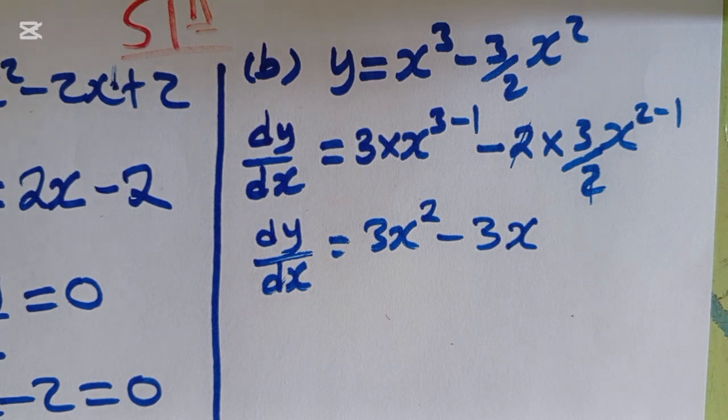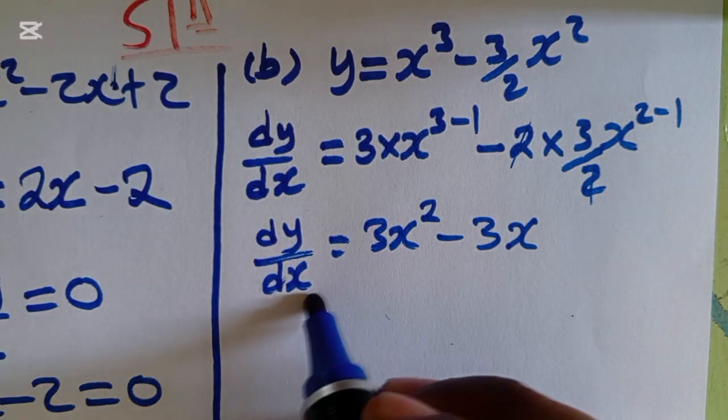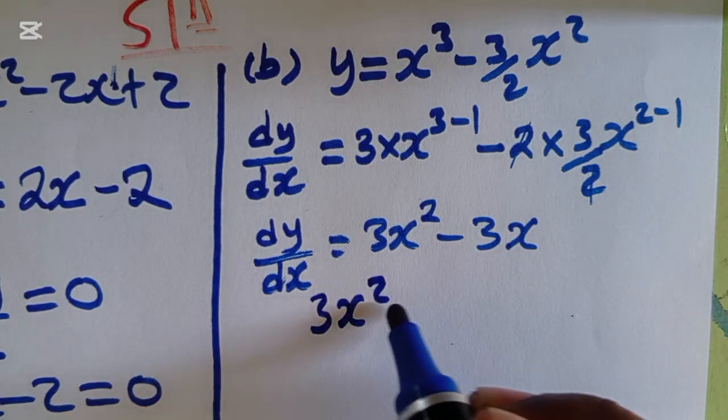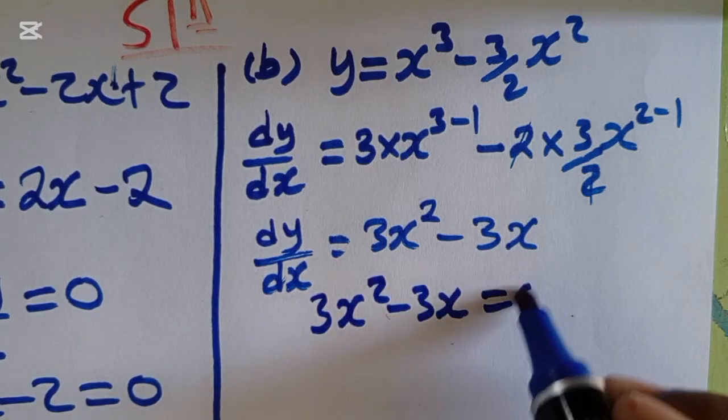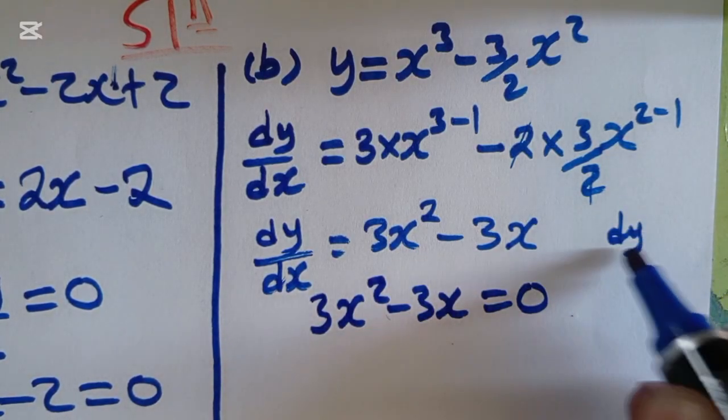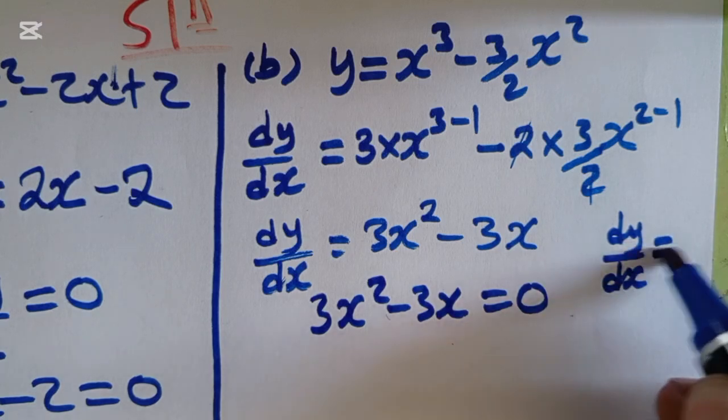Remember that we are looking for the stationary point, so dy/dx is equal to 0. So we say 3x squared minus 3x is equal to 0.